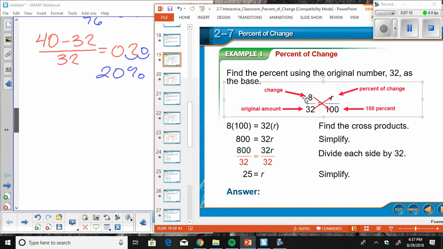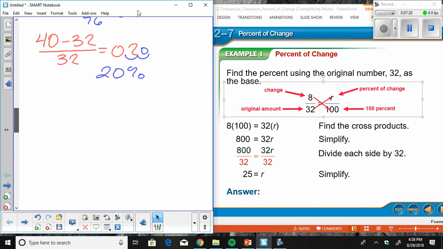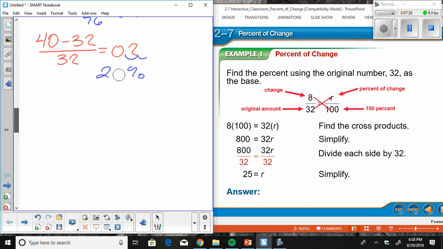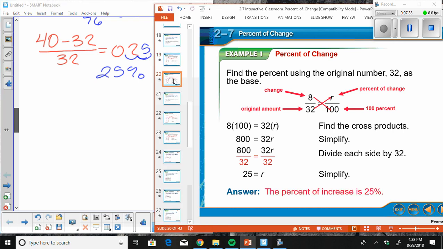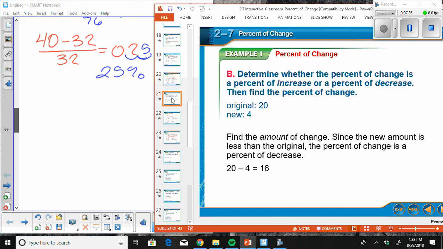They got, so hold on. Oops, sorry, over here. This should be 5, so when you move your decimal, so now we have 25%. Okay, there's our answer. Here's another one.